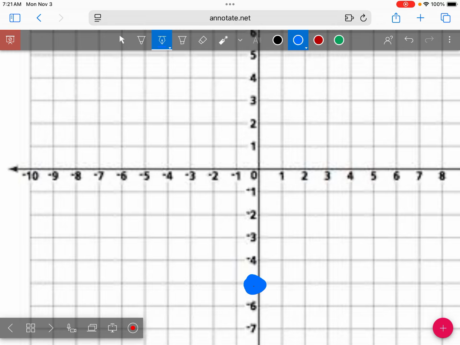Let me go ahead and zoom in. I went to sleep fast.